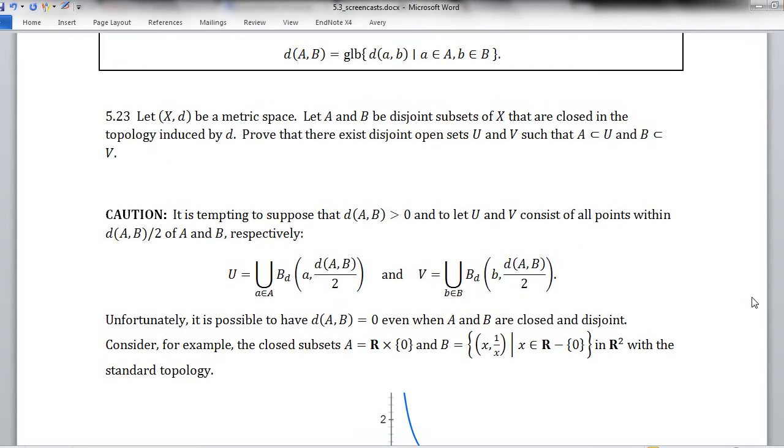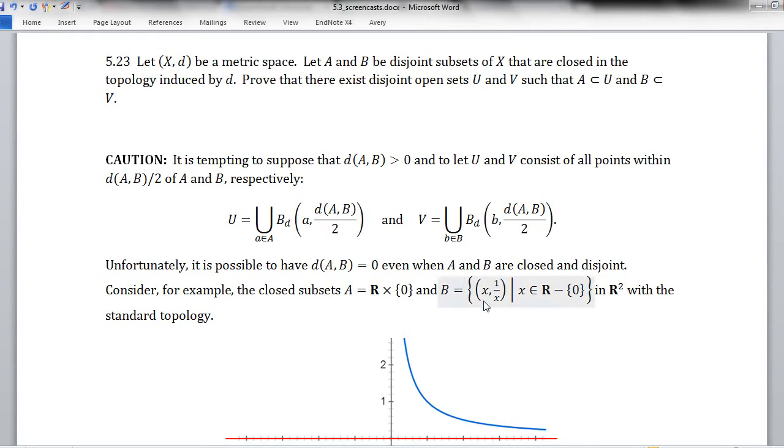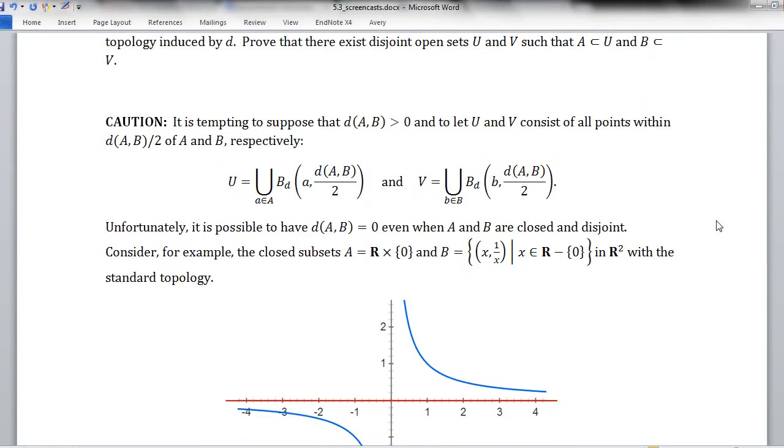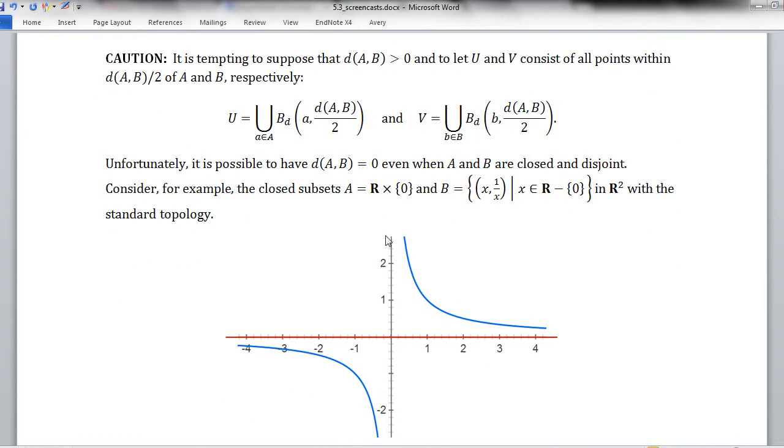Now, the trouble with this line of attack is that even when A and B are closed and disjoint, you can still have the distance between the sets being 0. And here's an example of how that could happen. Maybe A could be just the horizontal axis in the plane, and B could be your favorite hyperbola.